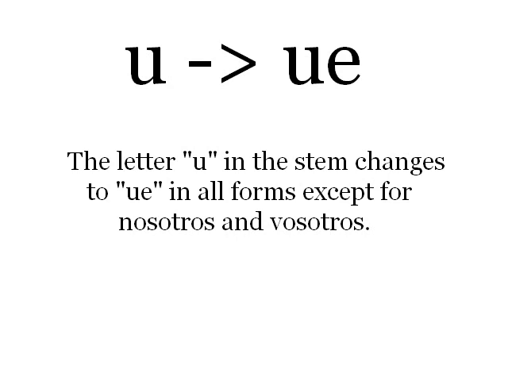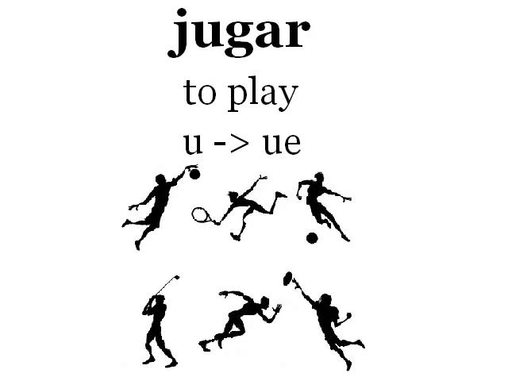Now, we will go over our final verb, and this verb experiences a U to UE stem change. The letter U in the stem changes to UE in all forms except for nosotros and vosotros. Jugar. To play. Repita. Jugar.